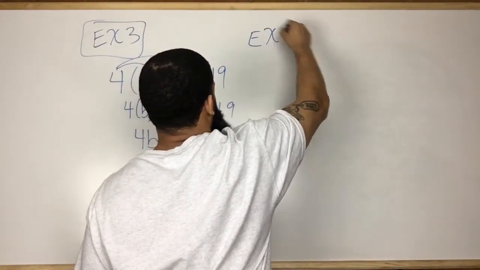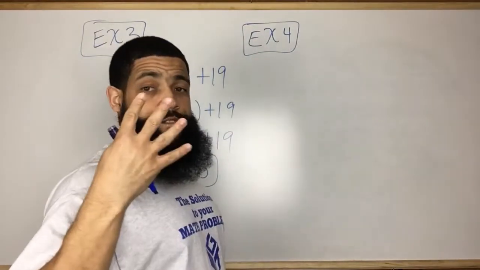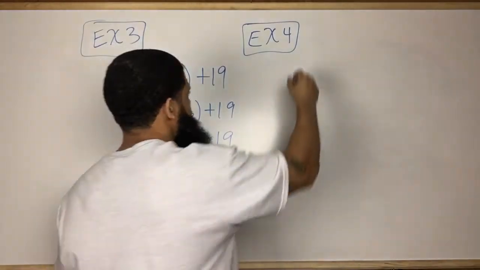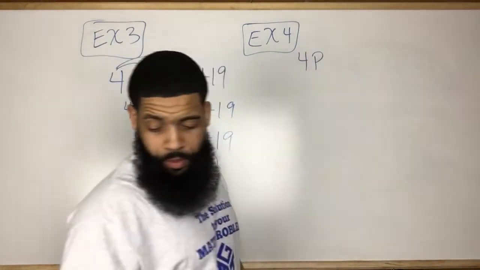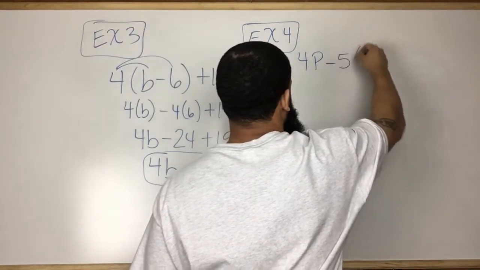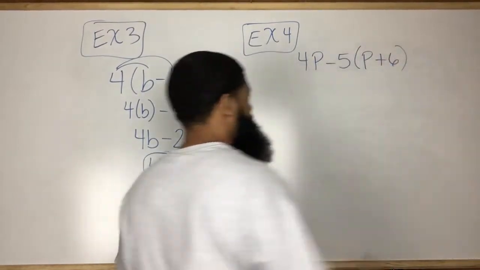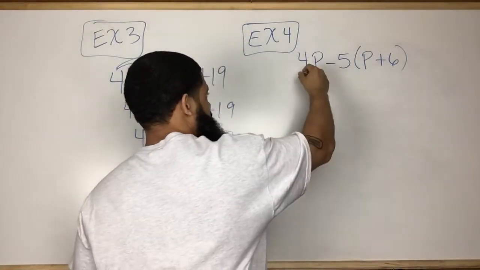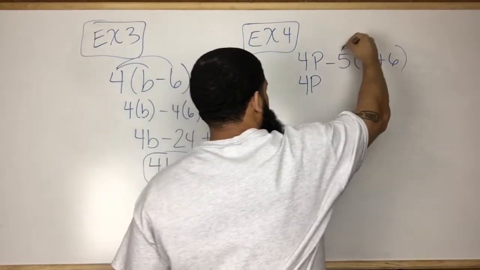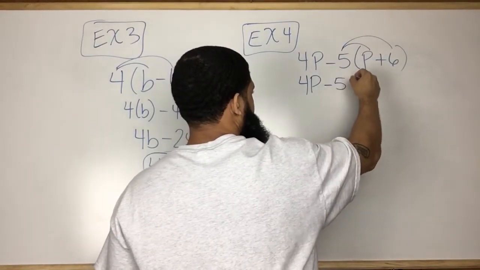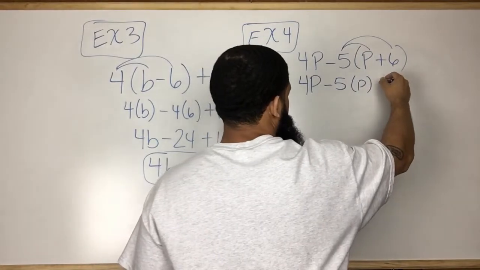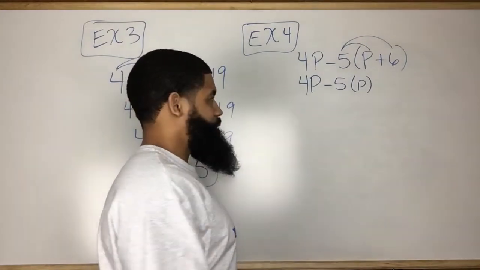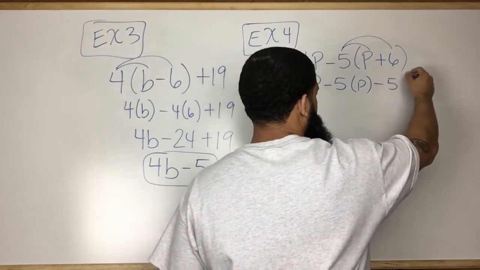Number 4. All right. Let's say we have 4p minus 5 times p plus 6. Notice this time we have a term, and then you have to distribute after that. Okay, so we're going to bring down our 4p because it's by itself. We distribute the 5, so minus 5 times p, and then you can say plus negative 5 times 6 or minus 5 times 6. Either or is still going to give you the same thing.